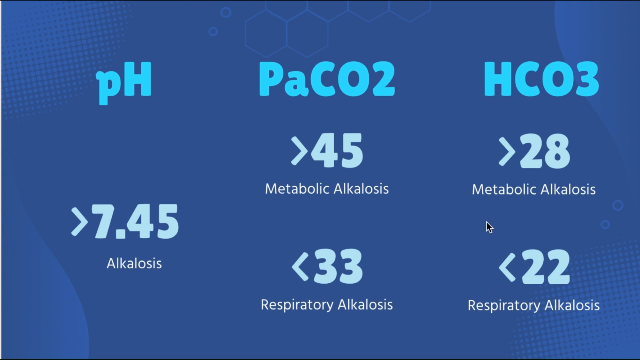So what does HCO3 do to compensate for this? It decreases the level, hoping to turn the pH more acidic, because this is basic. So if it decreases the level, it causes more acidity in the blood.